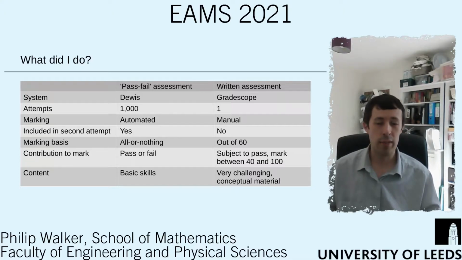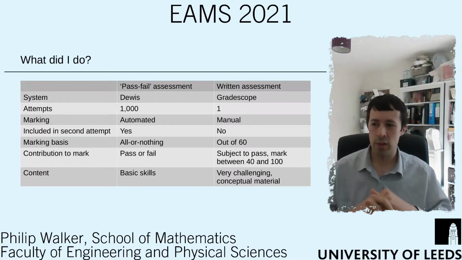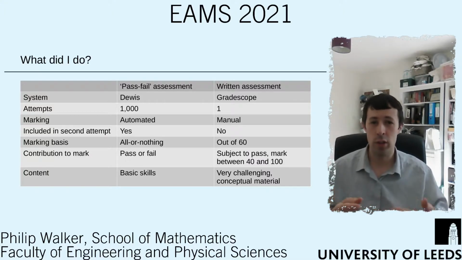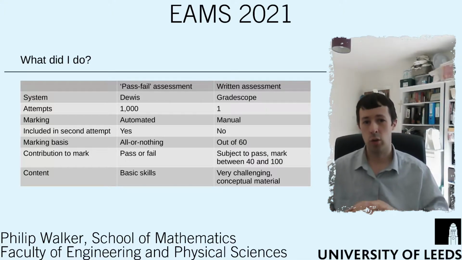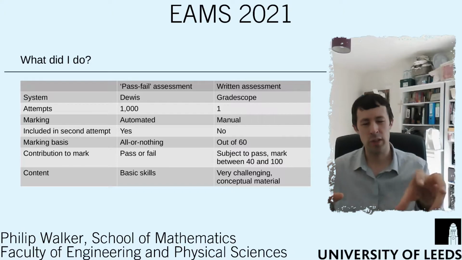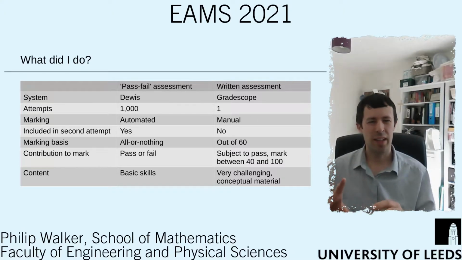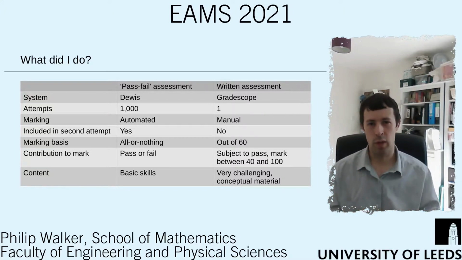I gave students 1,000 attempts, and the marking basis is all or nothing. So you've either got it right or you haven't, and you have to get 100% across all of the questions. I split them off into sections, so it wasn't like you had to get everything right all at once. You could work on this bit, get it right, then move on to the next bit, work on that, get it right.